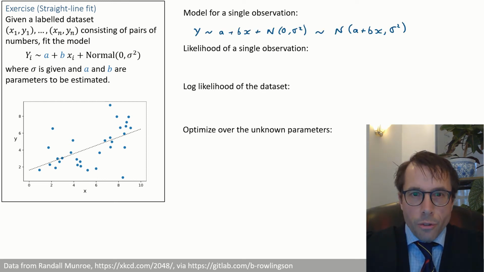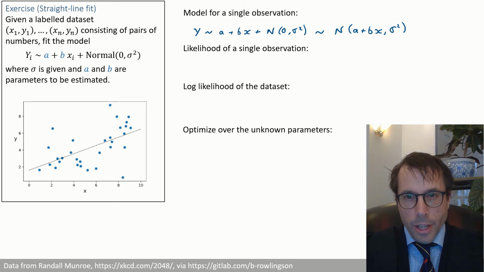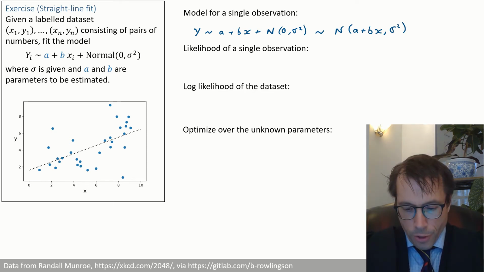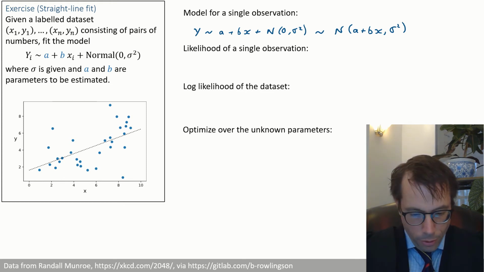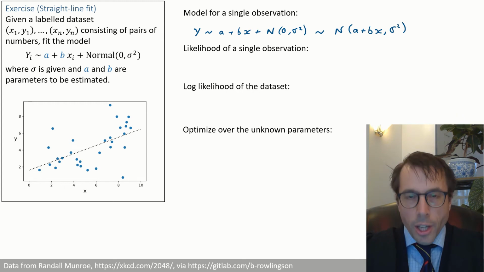The question tells us the model for a single observation. It says that each big Y is A plus B times little x plus normal noise. I've just written it here in two different ways. First, how it appeared in the question. Secondly, as a single normal random variable.